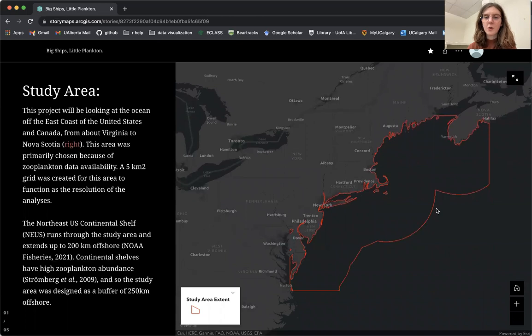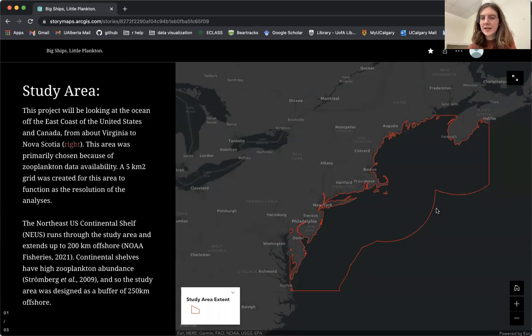So I couldn't do this for the whole ocean. So I chose to look at the ocean off the east coast of the United States and Canada, from about Virginia to Nova Scotia, just like you see on the right here. I primarily chose this region because of zooplankton data availability. And then also what you can't see in this map is I created a 5-kilometer square grid throughout the entire study area, and I used that as the resolution of all of my analyses.